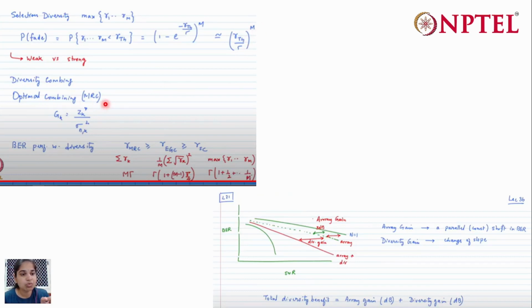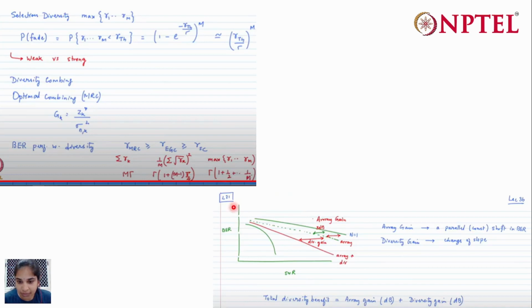Now, what was the optimal combining method? For optimal combining, G_k was Z_k star divided by sigma_{n,k} the whole square. So it was the coefficient weighted by the noise variance. So this was optimal combining, and what we saw was that the gamma we get in MRC was greater than or equal to the gamma we got in equal gain combining, which is greater than or equal to gamma in selection diversity.